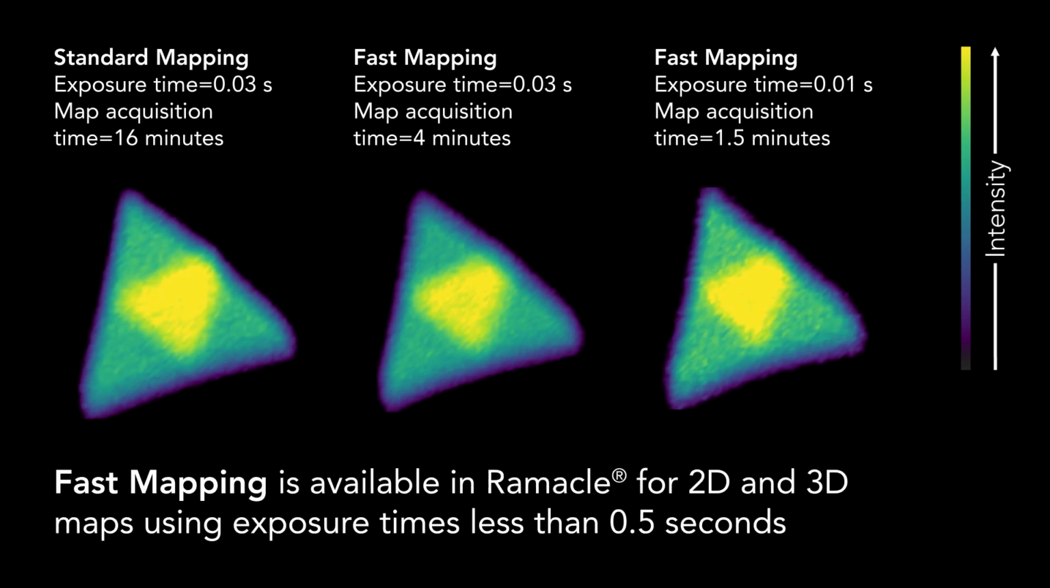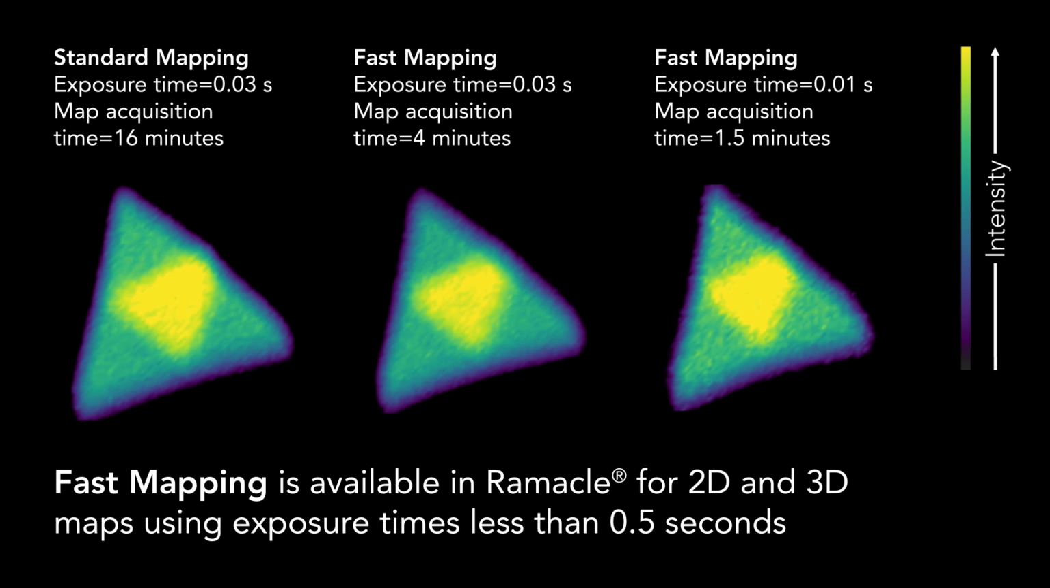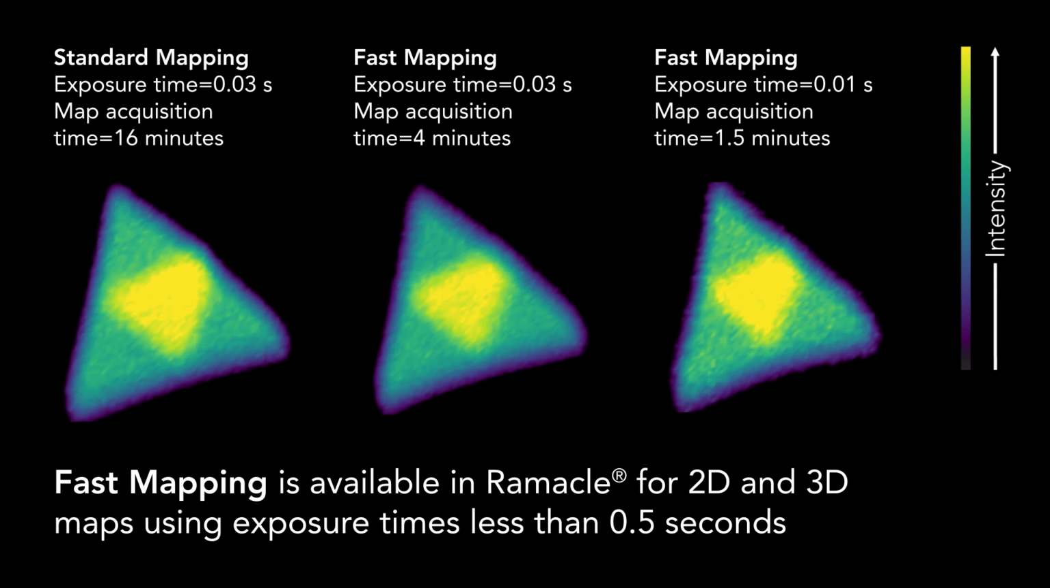Fast mapping is used for maps where we can use exposure times of 0.5 seconds or less. Fast mapping is a software tool from Ramacle available for 2D and 3D maps.